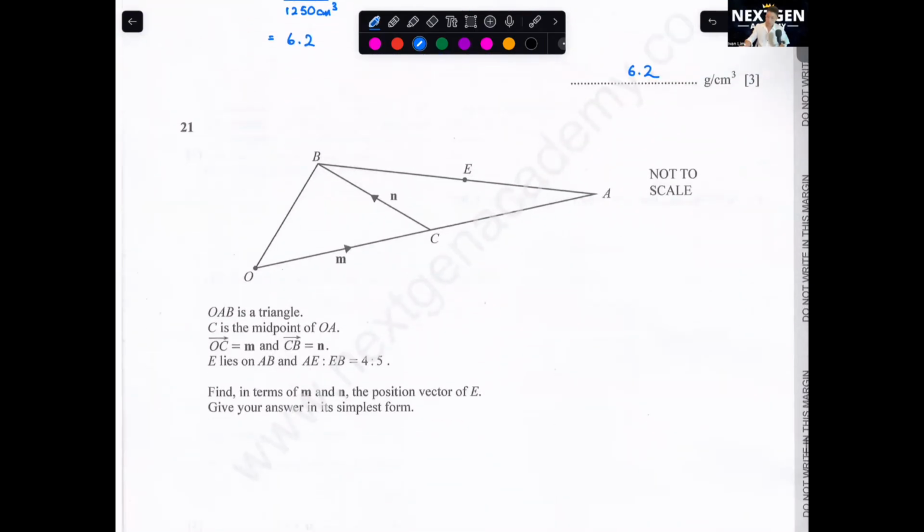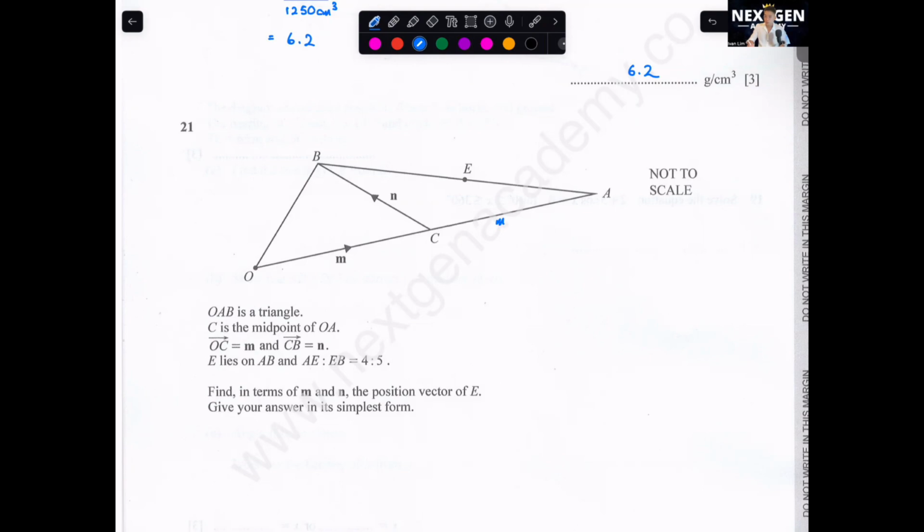Okay, next one. Question 21. OAB is a triangle. Okay, where is OAB? The entire thing. C is the midpoint of OA. So here is also M. OC is M. CB is equal to N.